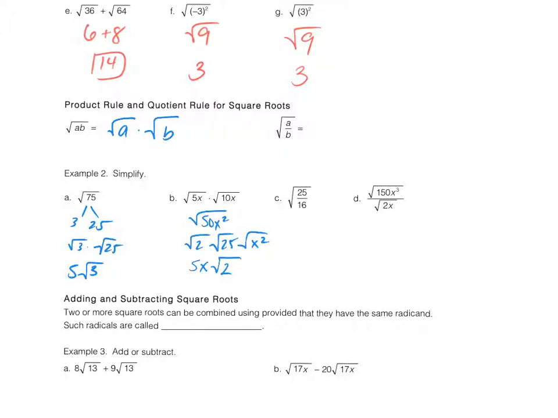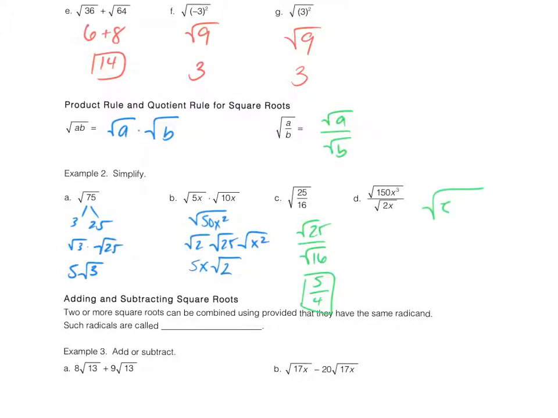I can also use the quotient rule for square roots when I have a fraction inside my radical. So in this case, the square root of a over b is equal to the square root of a over the square root of b. We can see this in example 2c, in which case the square root of 25 over the square root of 16 is 5 over 4.